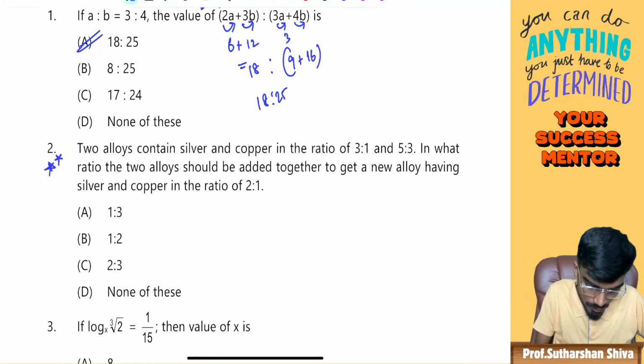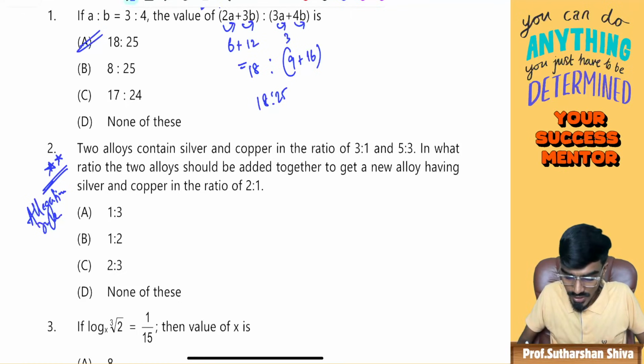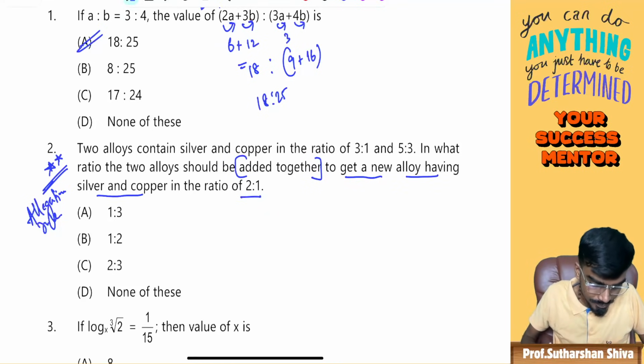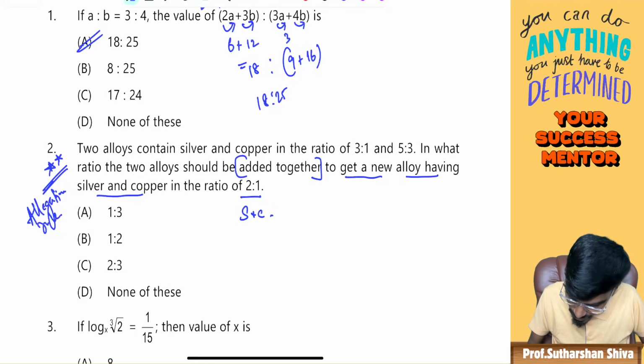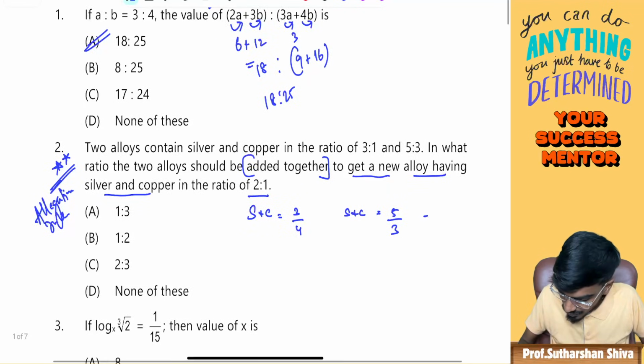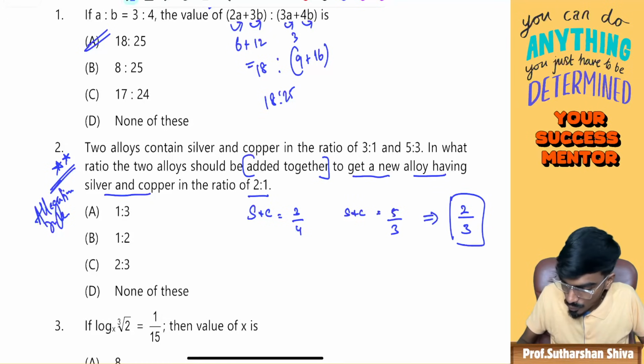Question number 2 is a slightly most important question, which is from mixtures and alligation. We will be using the alligation rule. Two alloys contain silver and copper in the ratio of 3 is to 1 and 5 is to 3. In what ratio should the two alloys be added together to get a new alloy having silver and copper in the ratio of 2 is to 1? So the first alloy's silver to total is 3 by 4, the other alloy's is 5 by 3. These are the two alloys which we will be having. If we add them together, we will be getting a new alloy of 2 by 3.